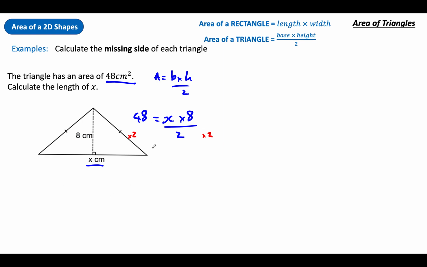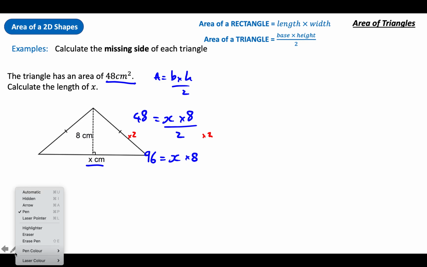Let's go back to the blue. So 48 times by 2 is 96, and so that is x times by 8. I'm just undoing my formula. I'm timesing it by 2 and then dividing by the side that I've got, right? So I don't want 8x, I just want x. In that case, remember, we always divide by that number that's being multiplied. We undo it. We do the opposite. It's just like the solving we did before.